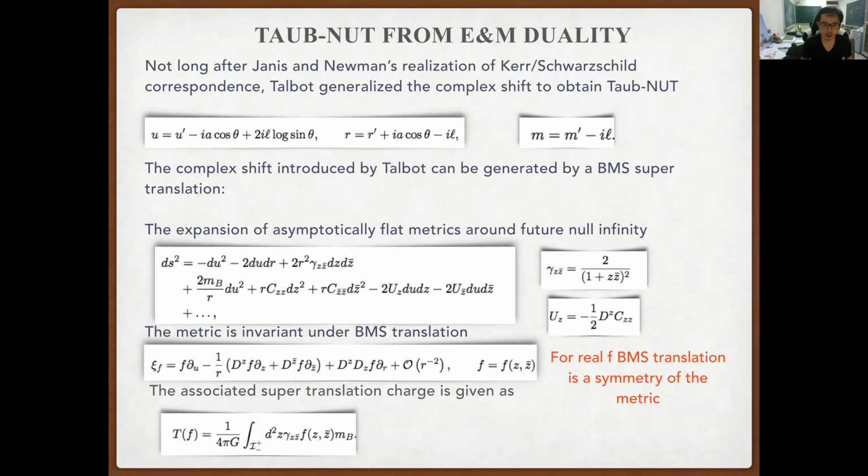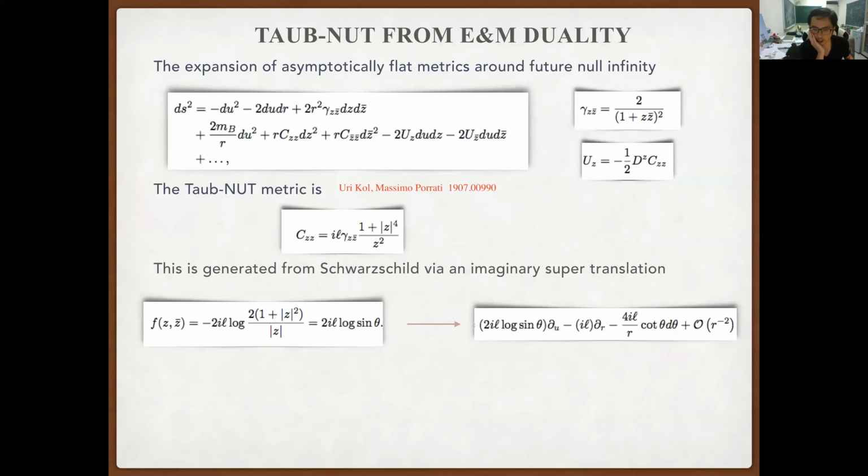First of all, it was shown by a work last year by Ulrich and Massimo Parati that you can actually get the top-knot metric from this BMS translation. As I mentioned, since real f corresponds to a symmetry, imaginary f is no longer a symmetry, and it generates something new. They showed that if you do this imaginary f translation, then you go from the Schwarzschild metric to the top-knot metric, generating the C function here.